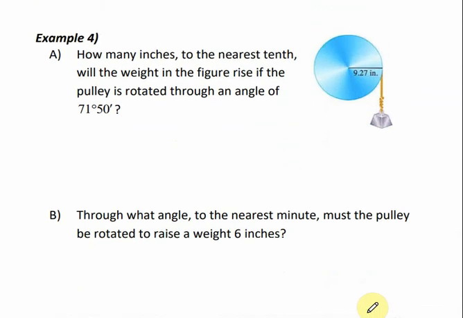All right, how many inches to the nearest tenth will the weight in the figure rise if the pulley is rotated through an angle of 71 degrees, 50 minutes? So if we rotate this, if we pull it around the circle and the angle is 71 degrees 50 minutes, then what would this measurement be? Okay, so that's arc length. We're looking for the length of the intercepted arc. So we're looking for S. And remember, that's equal to R times theta. But theta has to be in radians. So the first thing we need to do is change this 71 degrees 50 minutes to radians.